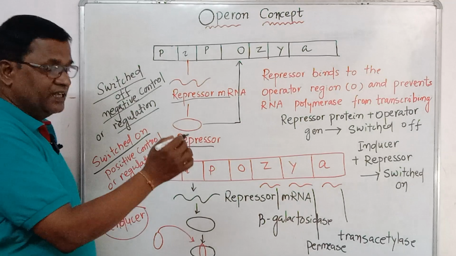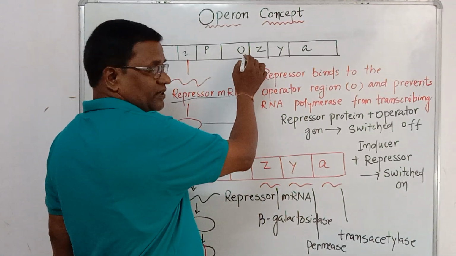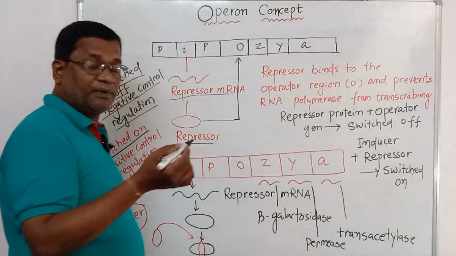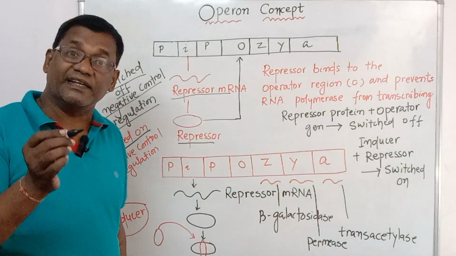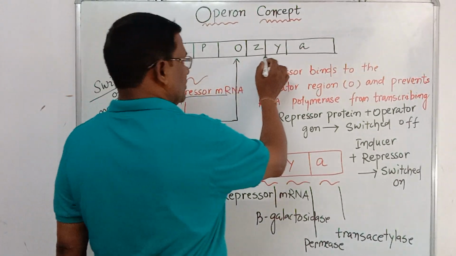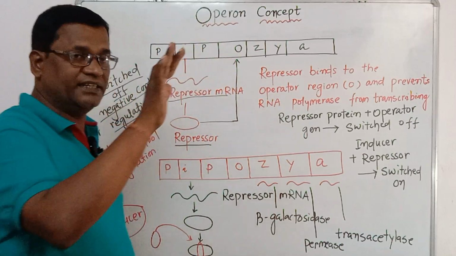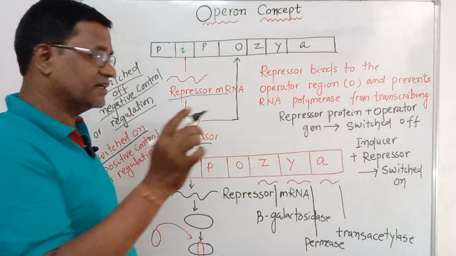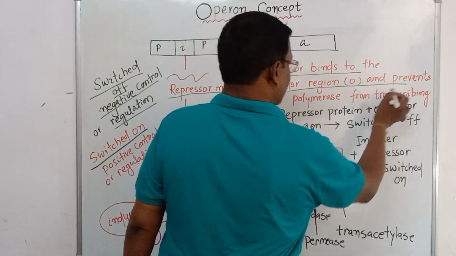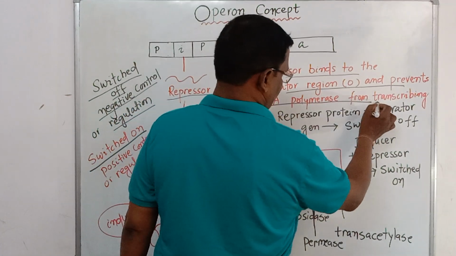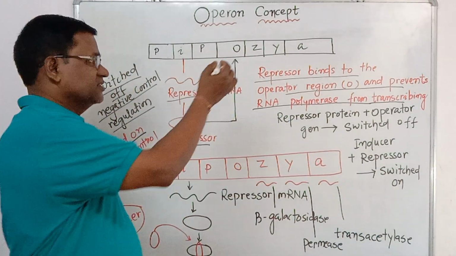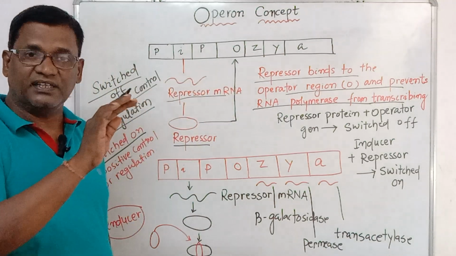That means a protein. This operator will be bound by the repressor. What will bind? It will block the RNA polymerase. When it binds, the Z, Y, A will not produce any enzyme. In simple terms, the repressor binds to the operator region and prevents the RNA polymerase from transcribing. The transcription that was going to happen will not happen.